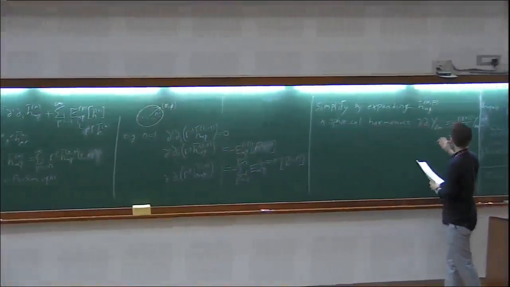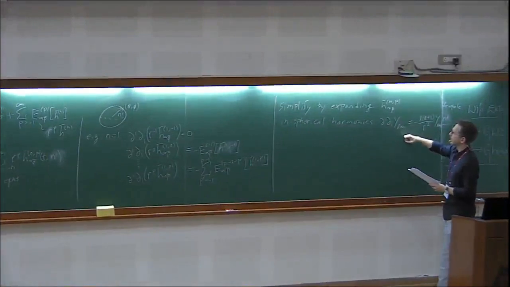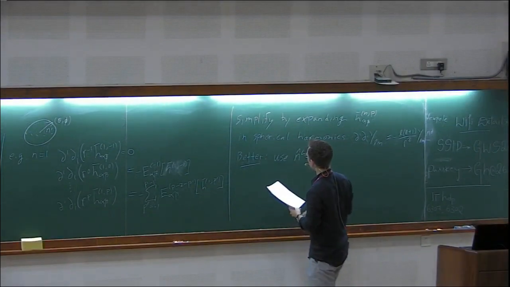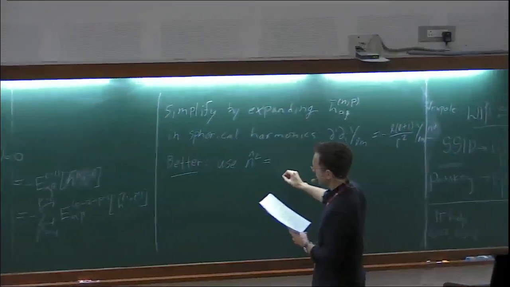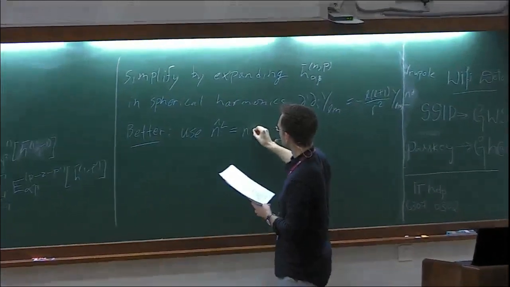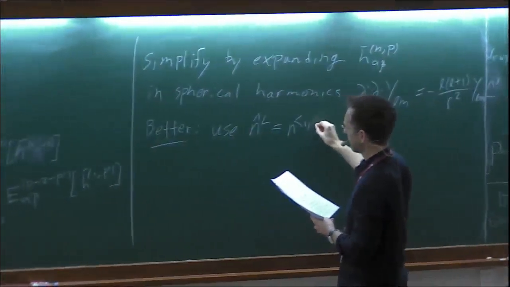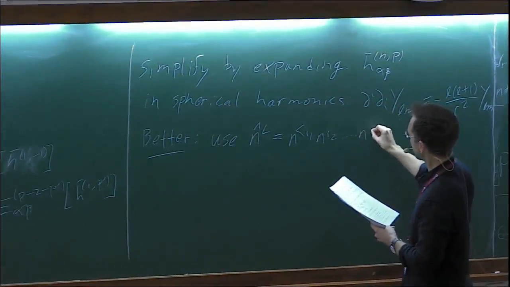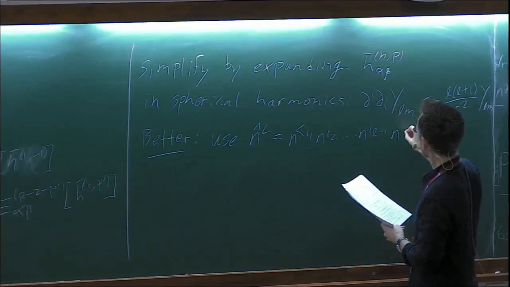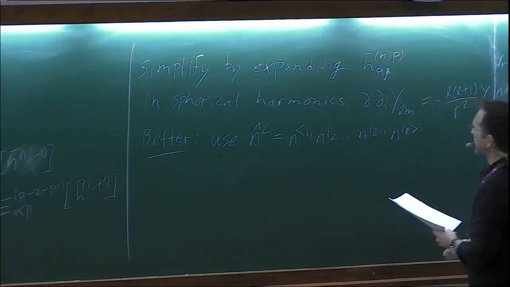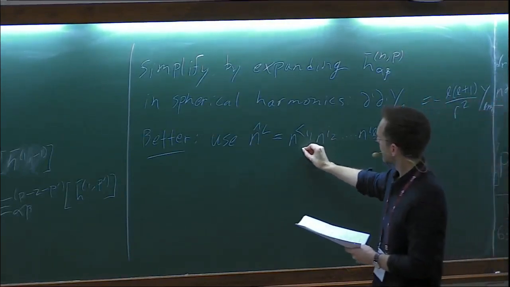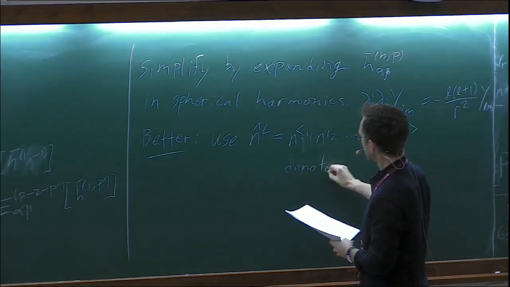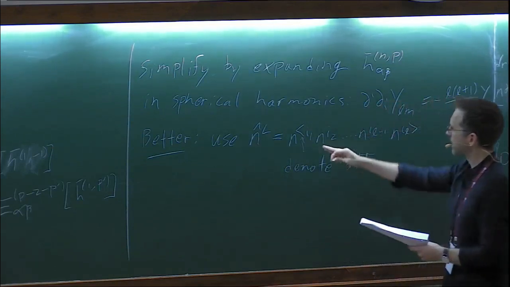Okay, so we're not going to quite use these harmonics, but we're going to use something very similar: n hat L. And what that is is a product of L unit vectors, and these angular brackets denote the symmetric trace-free piece of this product.